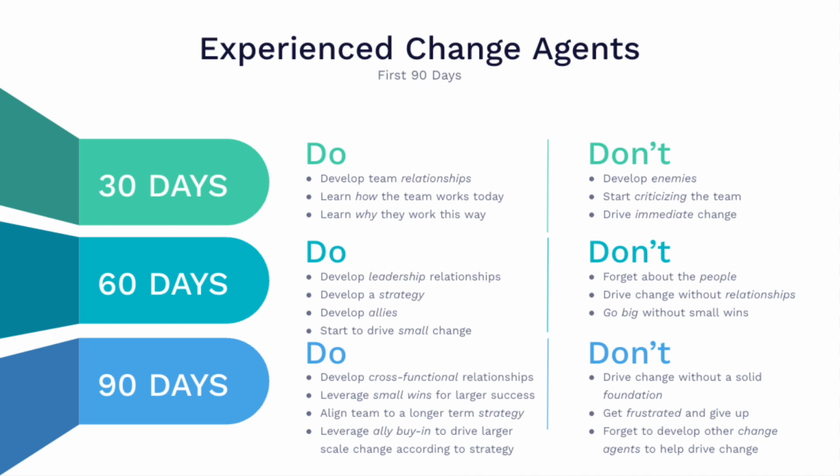And you get into the second phase, or maybe the next 60 days. The do's are to develop leadership relationships. So look beyond your team or your direct area of influence and look to develop relationships with your leadership. And you can do this in the first 30 days as well. But the concept is that you're expanding beyond just your direct team. Start to develop a strategy based off of what you learned by studying how they work today and why they work the way they do.